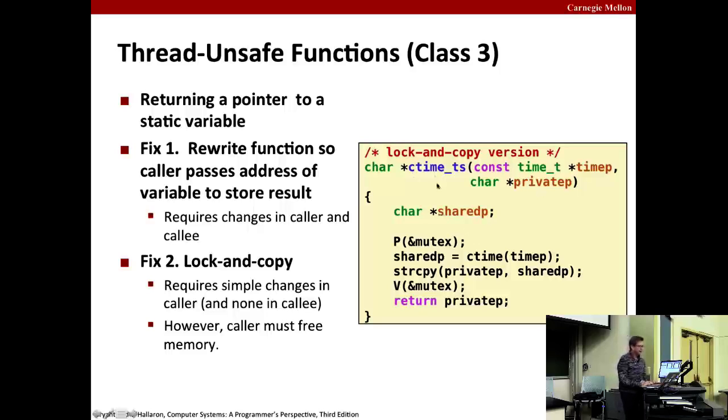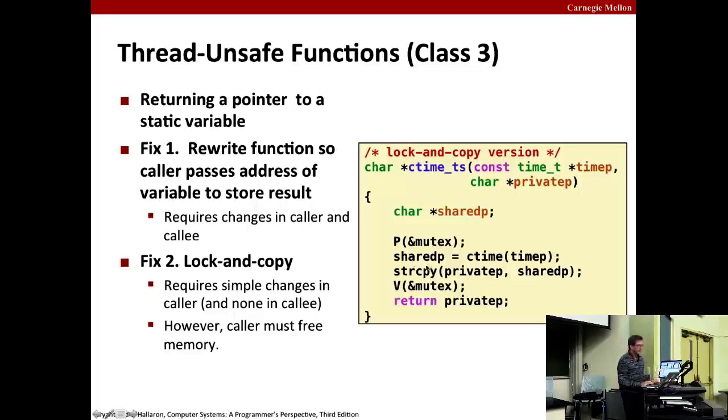And then within ctime underscore ts, we have a local variable called the shared pointer. This is going to point to that shared global data structure that ctime is accessing. And so first we do the lock, that's the lock part of lock and copy, by acquiring a mutex. And then we call ctime. Only one thread at a time will have this mutex. So once we return from P, we know that we're the only thread in this critical section. So we call ctime, the normal libc ctime function, which returns a pointer to this same location.